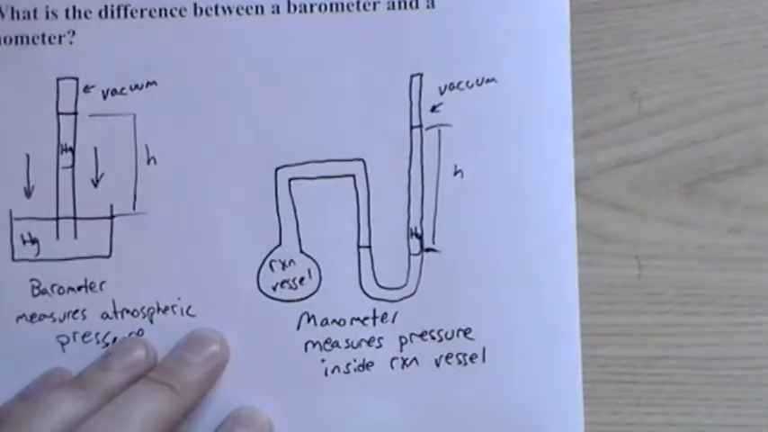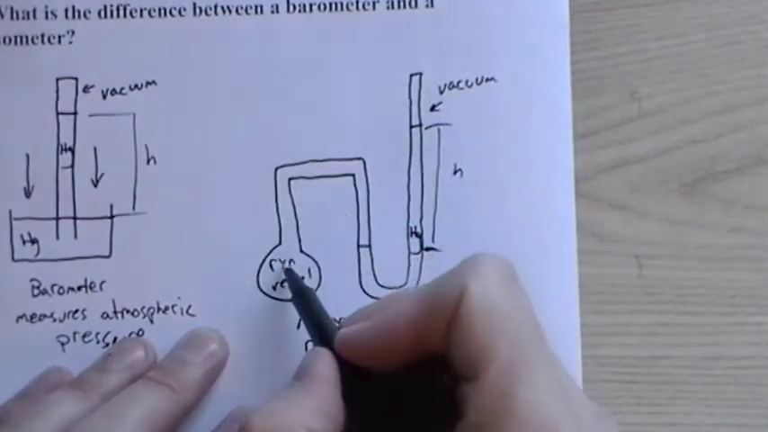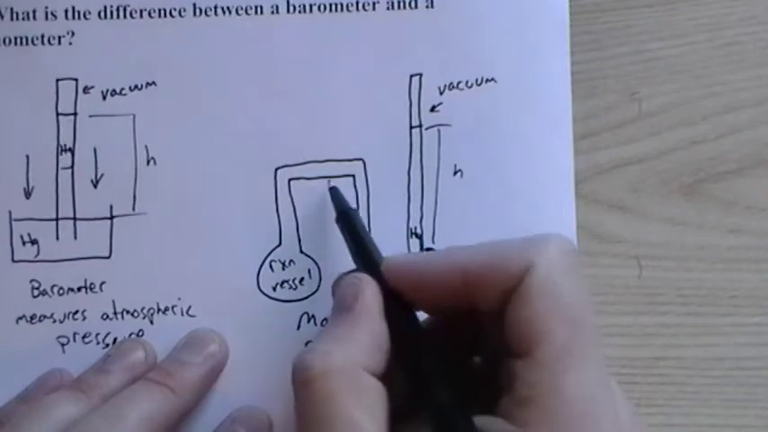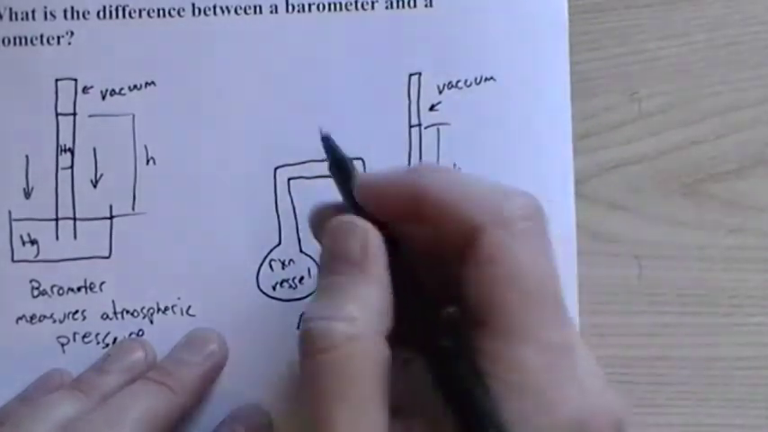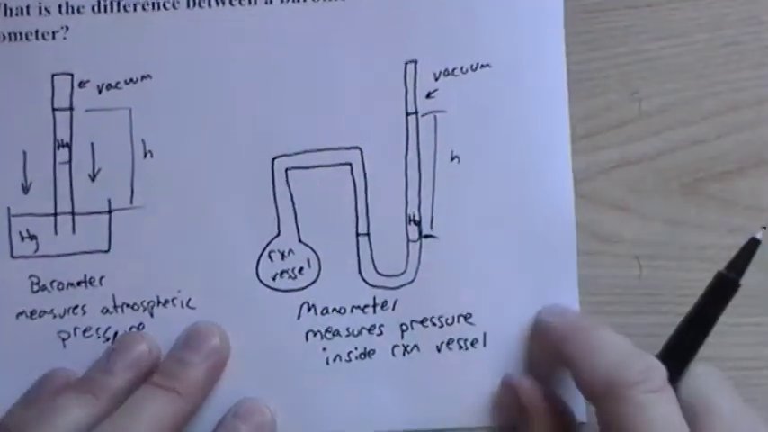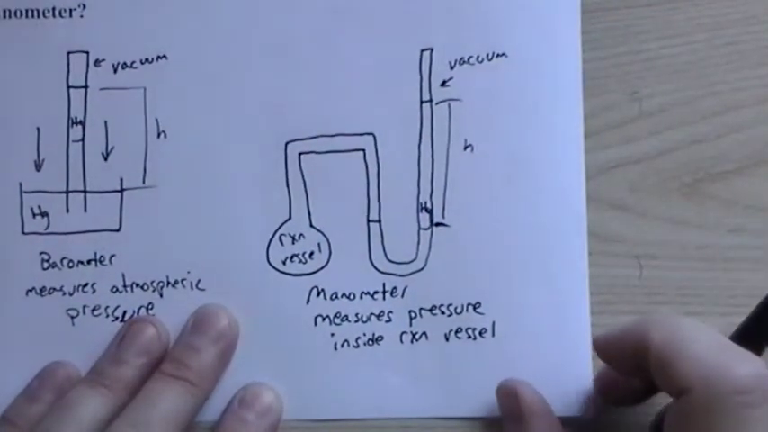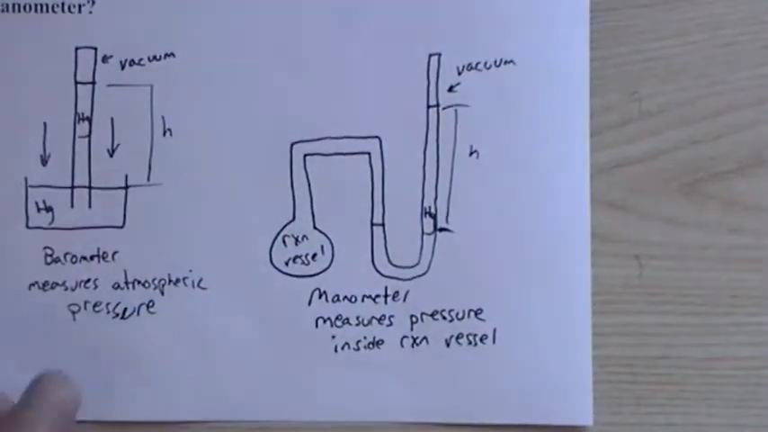If there are gases that are being used up, then the pressure is going to drop, and this plug of mercury will shift the other way. So a manometer measures the pressure inside of a reaction vessel. So that's the difference between the two.